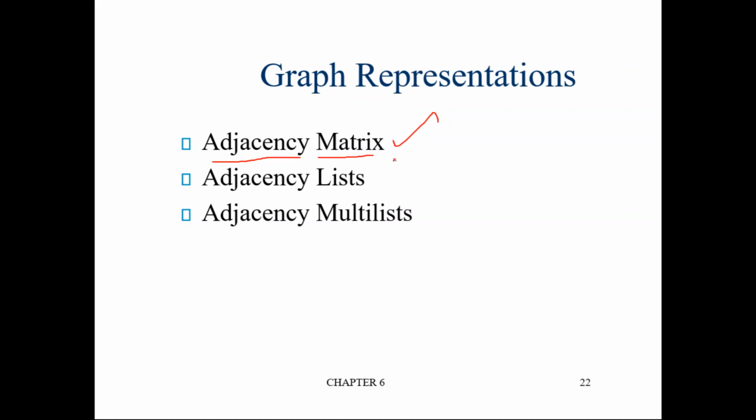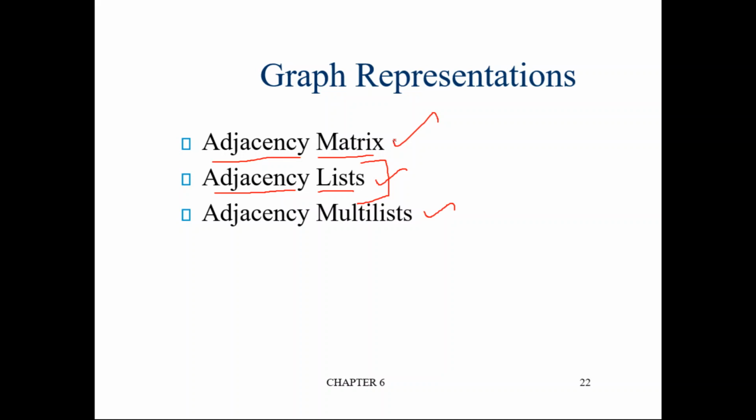The second method is by using a list. It is similar to a linked list. Using a linked-list style of representation, we are going to represent the graph. This type of representation is called adjacency list. The third way of representation is called adjacency multi-list. So these are the three different ways of representation which we are going to discuss: adjacency matrix, adjacency list, and adjacency multi-list. In adjacency list, we will be discussing one or two subcategories also.